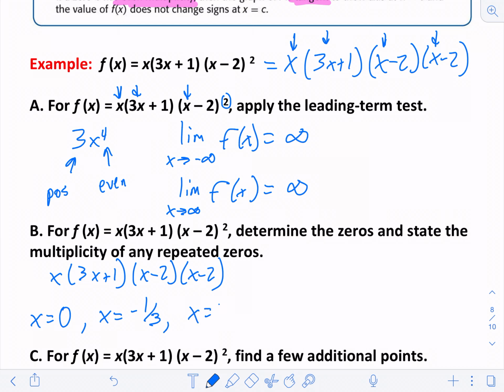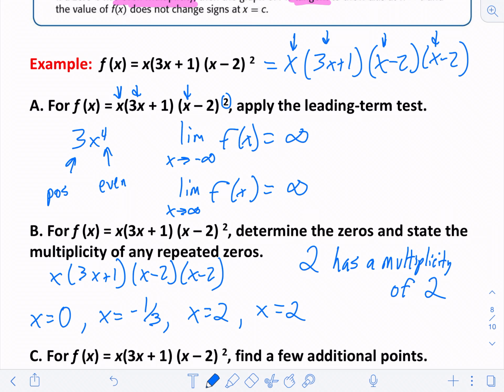And then x could be equal to 2, or x could also be equal to 2 again. So the one that has a multiplicity that's repeated, 2, has a multiplicity of 2, because 2 is repeated. Great. So I've got my zeros and my end behavior. Now I've got to graph it.